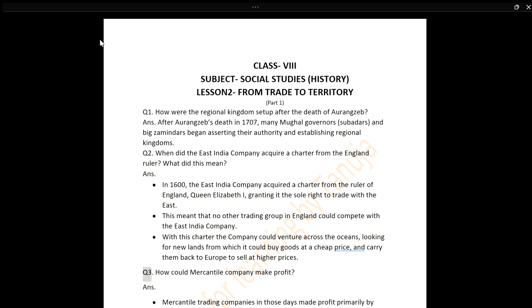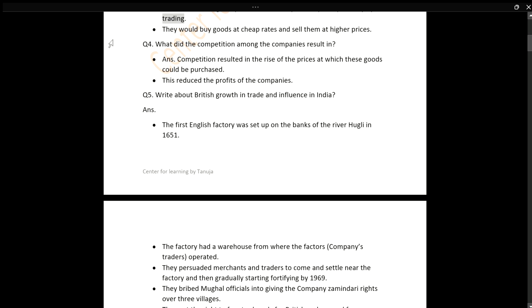Q3. How could a mercantile company make profit? Ans. Mercantile trading companies in those days made profit primarily by trading. They would buy goods at cheap rates and sell them at higher prices.